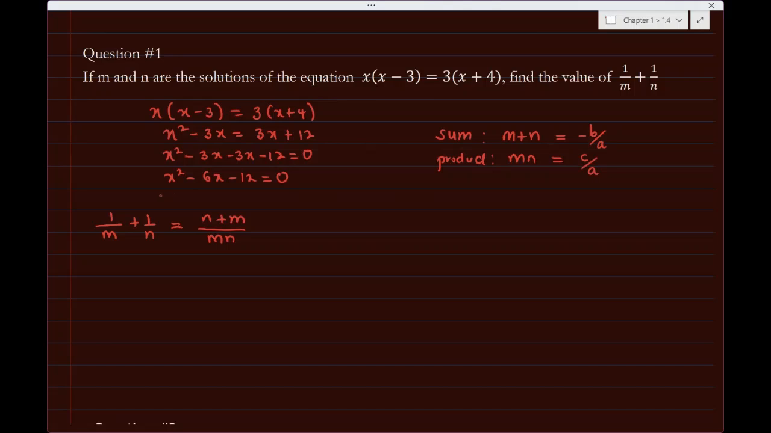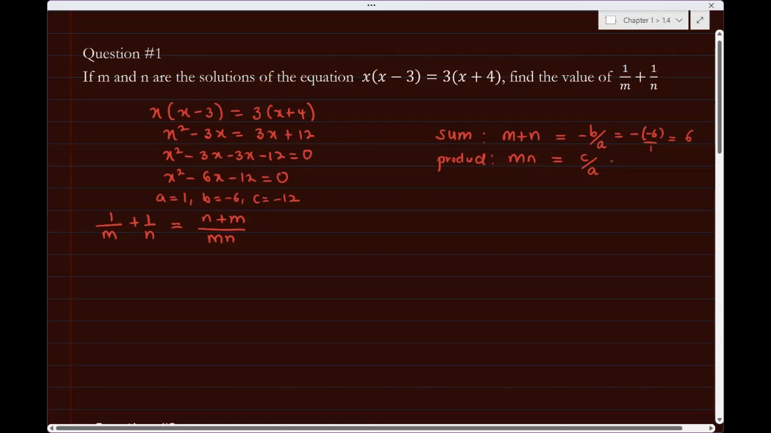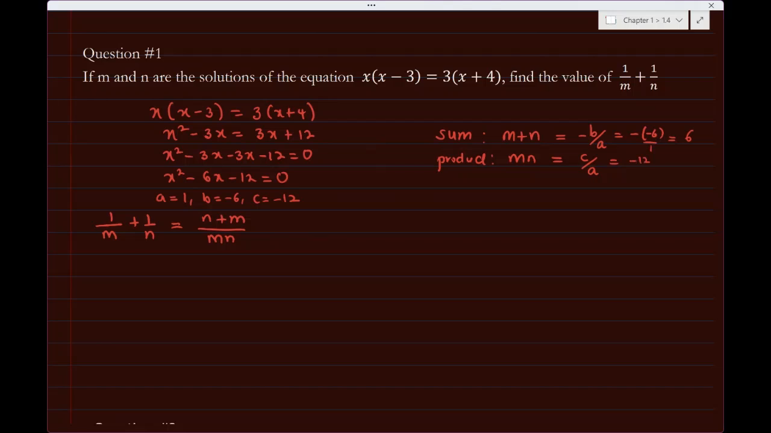So all we need to do is to come back to this equation and identify what a is. a is usually the coefficient of x squared, which is 1. b is the coefficient of x, which is minus 6. And c is your constant term, which is minus 12. So here it means we will have minus of minus 6 over 1, and this will just give us 6.